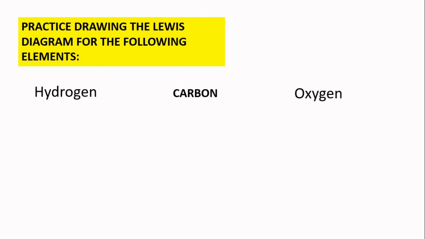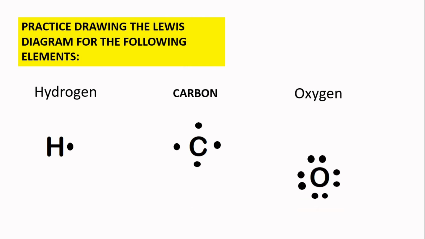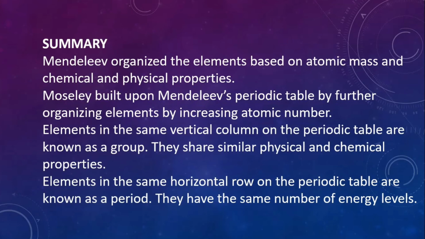Good job! Summary: Mendeleev organized elements based on atomic mass and chemical and physical properties. Moseley built upon Mendeleev's periodic table by further organizing elements by increasing atomic number. Elements in the same vertical column on the periodic table are known as a group. They share similar physical and chemical properties. Elements in the same horizontal row on the periodic table are known as a period. They have the same number of energy levels.